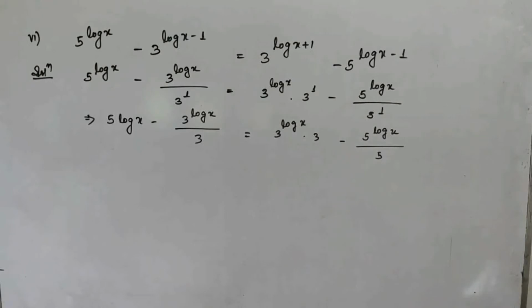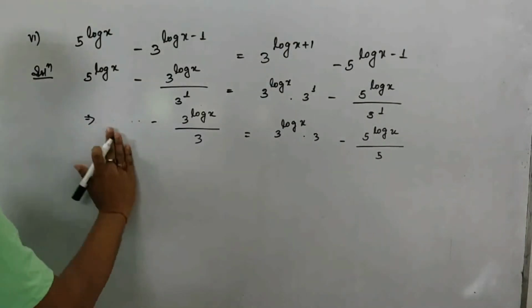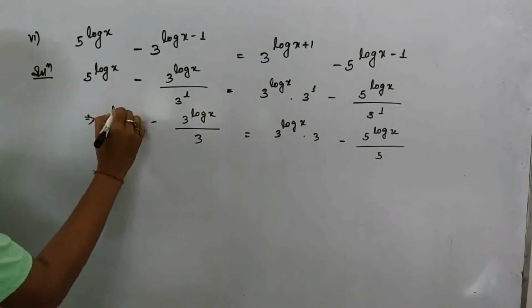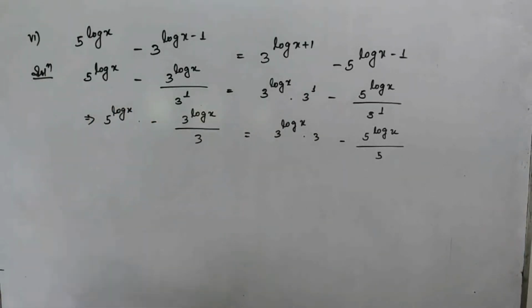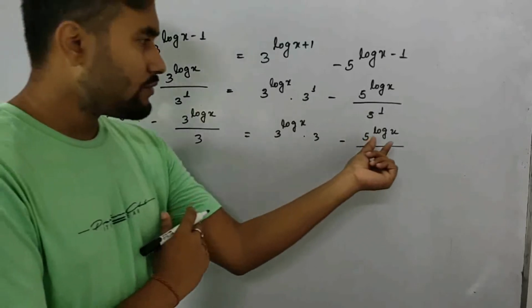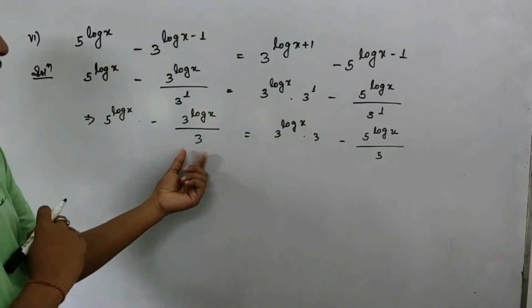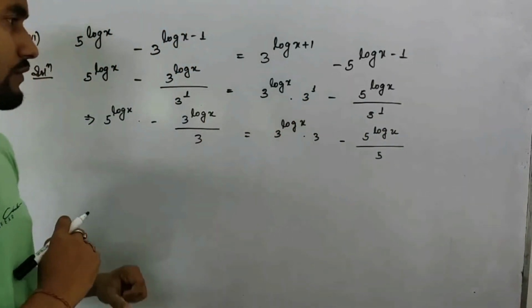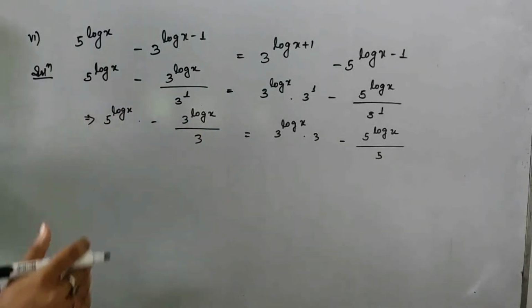This is not 5 log x, okay? This is not 5 log x. 5 to the power log x. So what we can do? So you see 5 to the power log x is over here and 5 to the power log x is over here. 3 to the power log x is over here, 3 to the power log x is over here. So let us arrange them, okay?